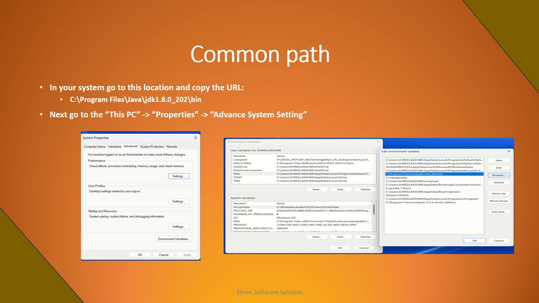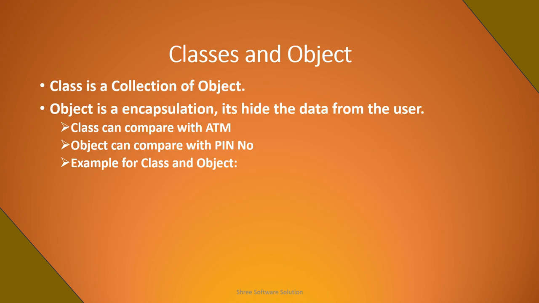Next, a little bit of introduction about classes and objects. What is a class? A class is a collection of objects. And what is an object? An object is an encapsulation, it hides the data from the user. A class we can compare with an ATM machine. In an ATM machine we have all the client details.